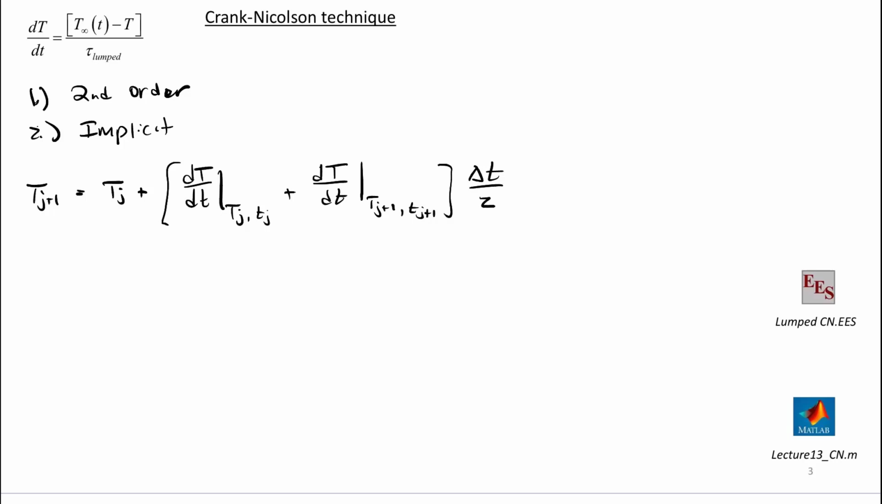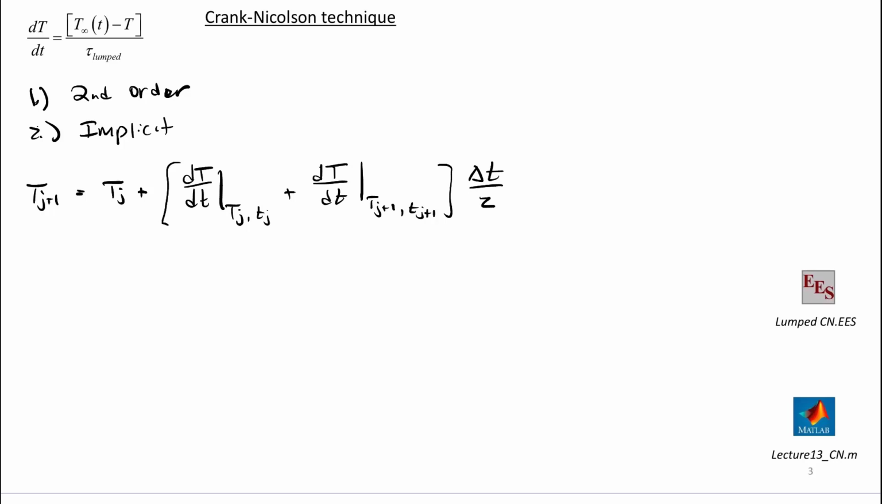Okay, so we're taking exactly the same as the implicit method. We have dT/dt at the end of the time step, but then we're taking the average of that with our kind of initial estimate. So it's just another data point that we're using to get a good estimate of what we think the derivative is going to be for these.